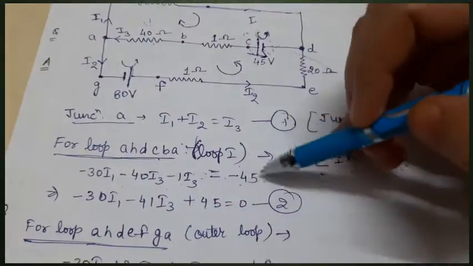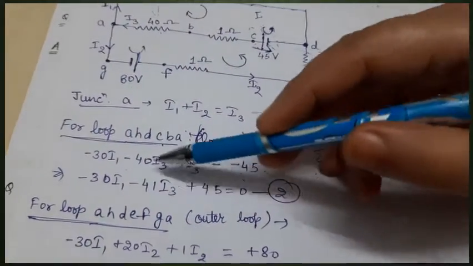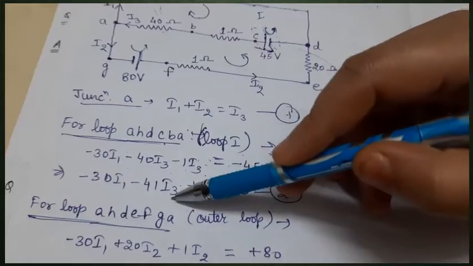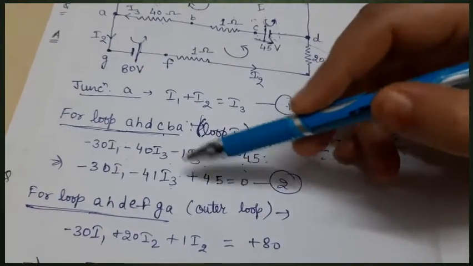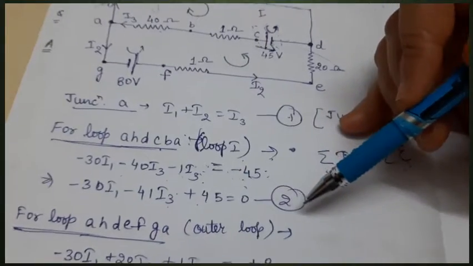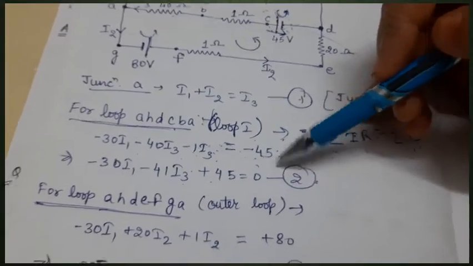So we get this equation, and if we rearrange the terms, we add up the terms with I3, so we get minus 41 I3, and I send 45 to the other side, it becomes plus 45. We get equation 2 by using the loop rule.